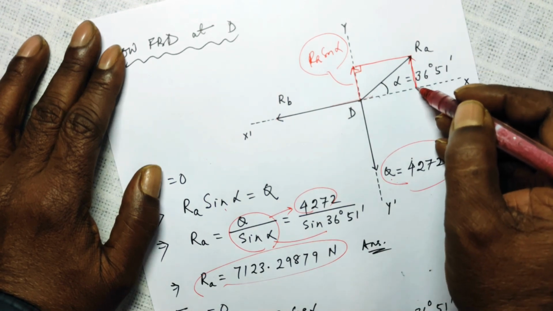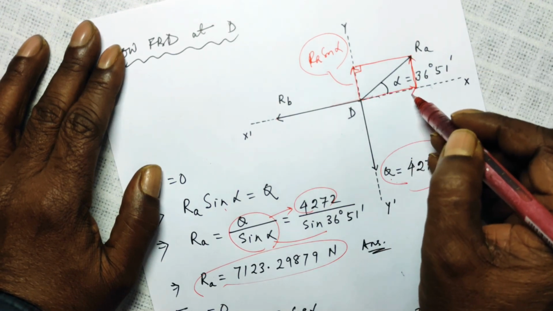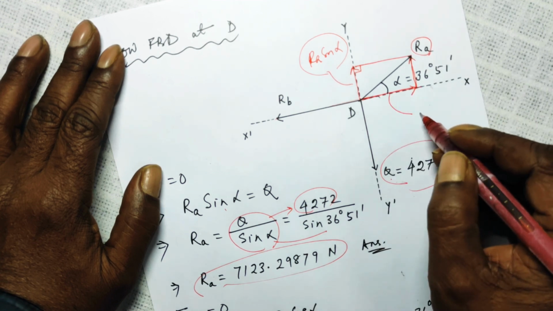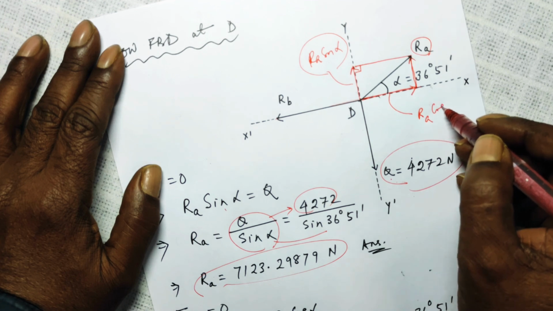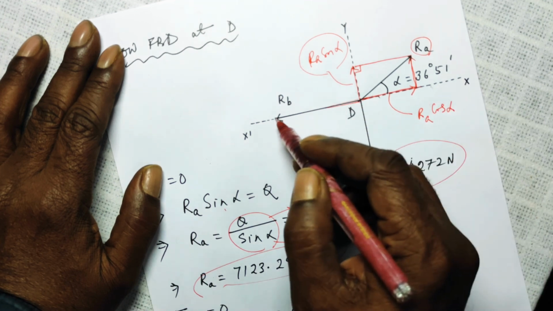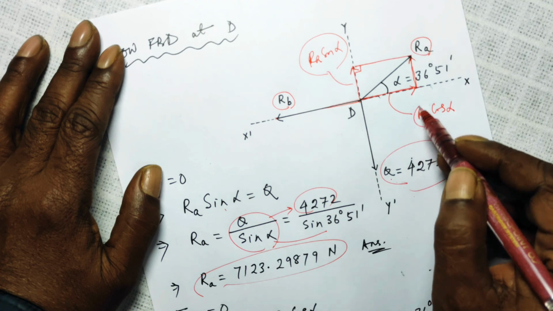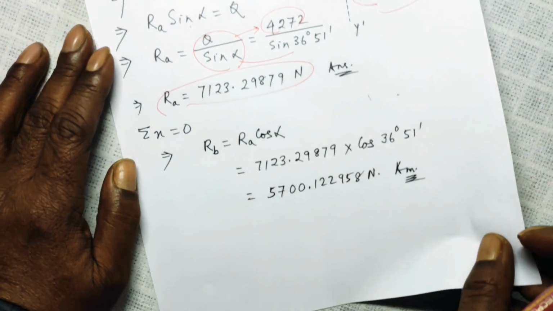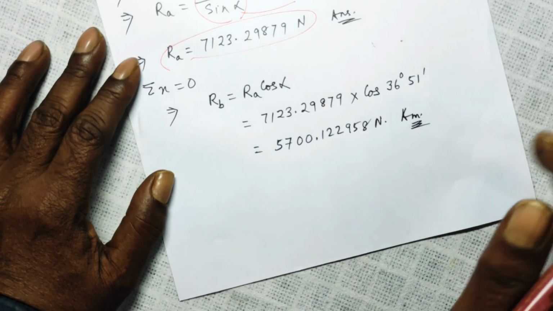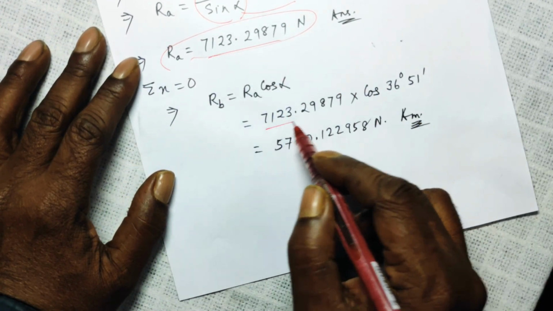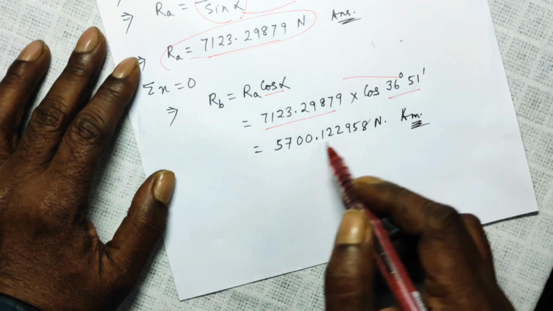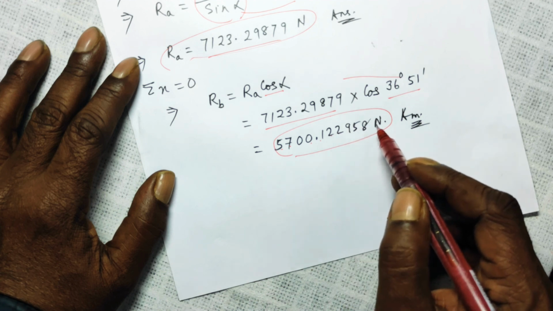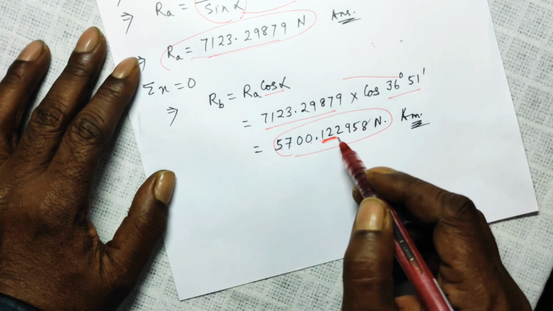Then you apply sigma x equal to 0 here. Now if you drop a perpendicular, this length will be the component of RA along the x-axis. And how much will it be from this point to this point? It will be RA cos alpha. That is being opposed by RB. Since it is in equilibrium, RA cos alpha must be equal to RB. So RB equals RA cos alpha. We just calculated RA, so put the value of RA and the value of alpha. This comes out to be 5700.122958 Newton. You can take only 3 decimal digits.